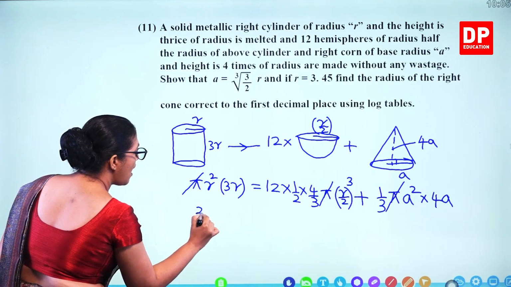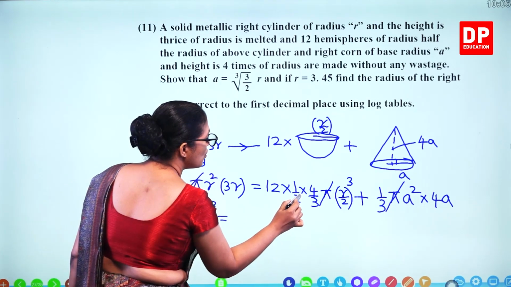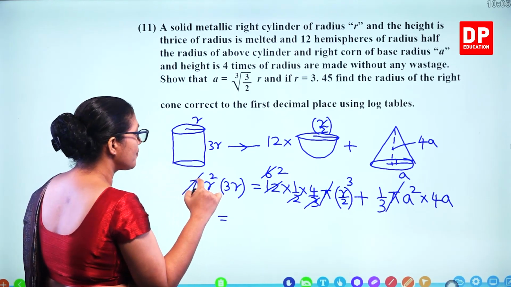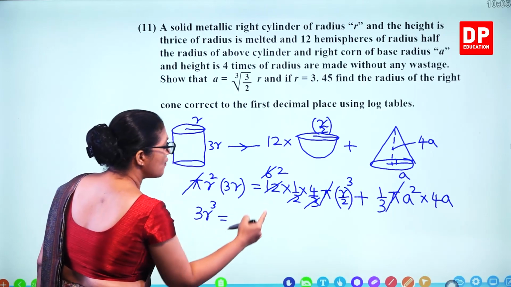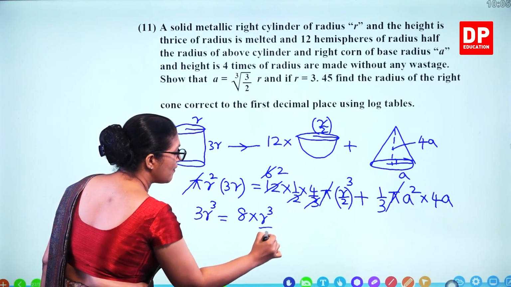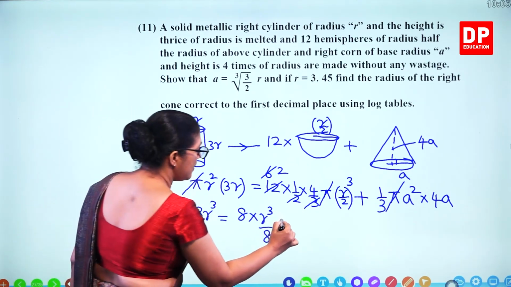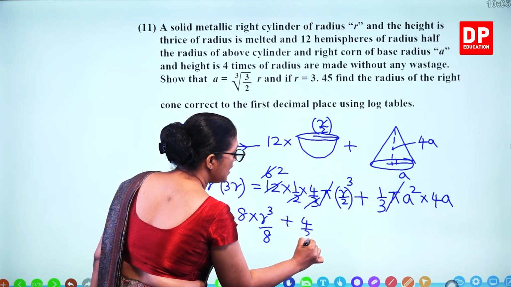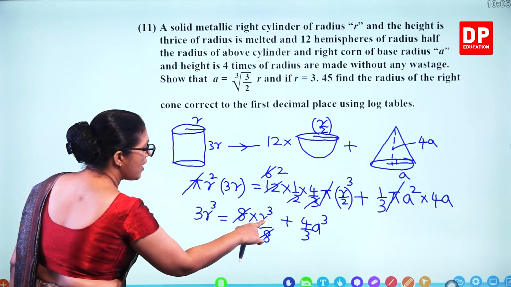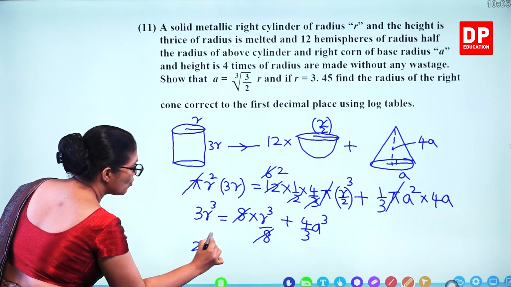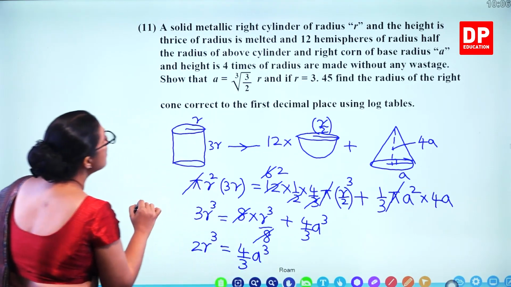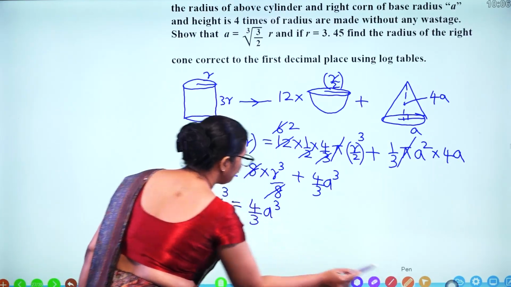So this is 3r cube is equal to 2 times, here 6, 3 times 2. And this one we simplify, 4 times 2, 8 times r cube over 2 to the power 3, also 8. Simplify that. Then here you get 4 over 3 a cube. 8 and 8 get cancelled out. So 3r cube and r cube, when you take it to this side, that's 2r cube. That's equal to 4 over 3 a cube.